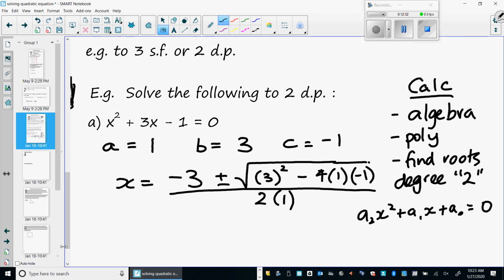And press enter. How do I get rid of the solve? Clear it. Press enter. So you're going to start again. You press enter.